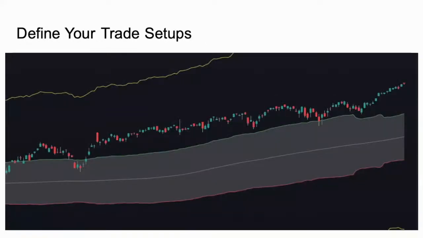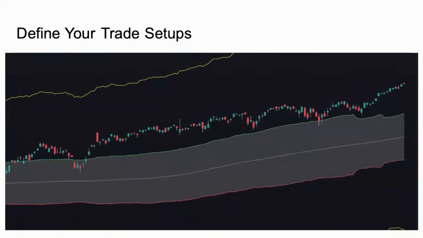All right, so define your trade setup. You need to have a reliable trade setup and pattern and system that you use. And so what we teach here in the software is a trend following system. So again, you can use a trend following system if you'd like, or you can use something else.